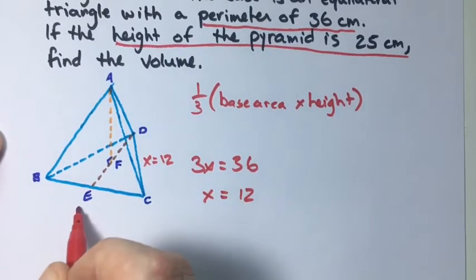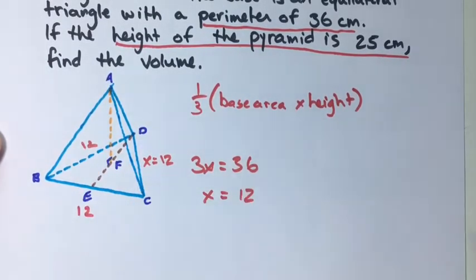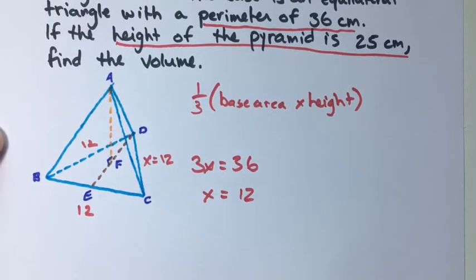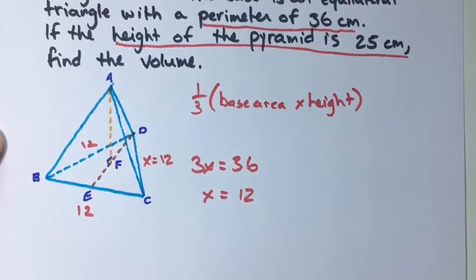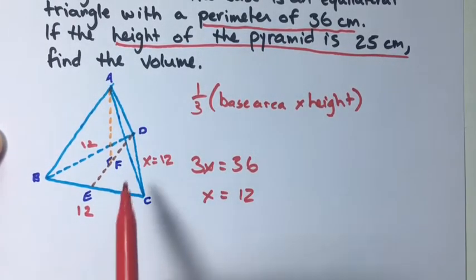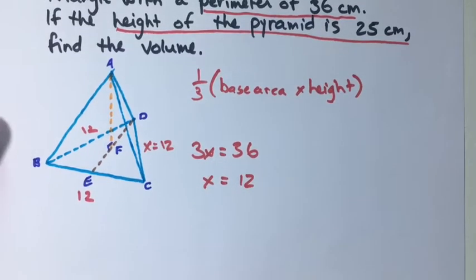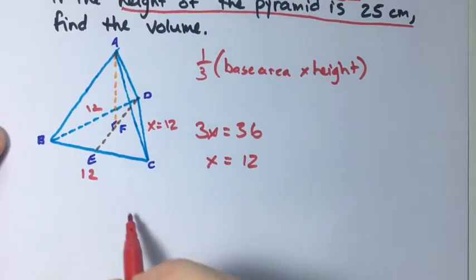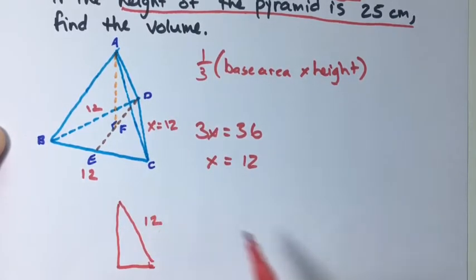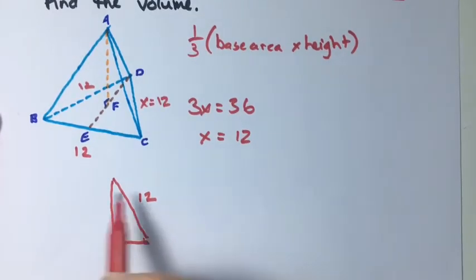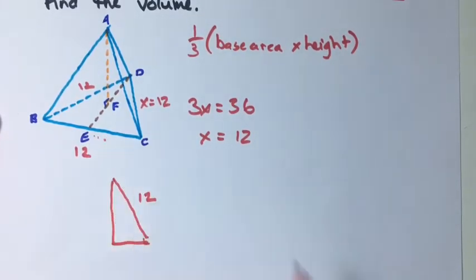Now, we know each side is 12 centimeters of our base. So in order to find the area of our base, we now need to find the height. So we need to find ED. Well, to find that height, we're going to use Pythagorean Theorem. We can redraw our triangle here. This is half of our base, and we know this is 12, and we know this is just from E to C here. So that's going to be 6.